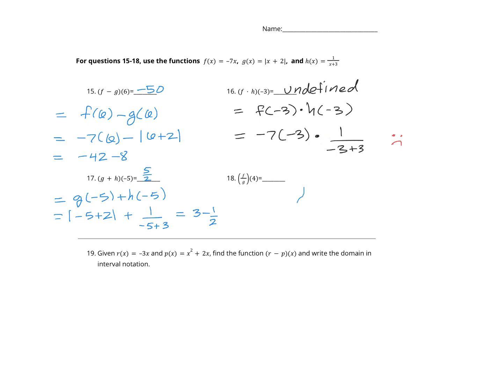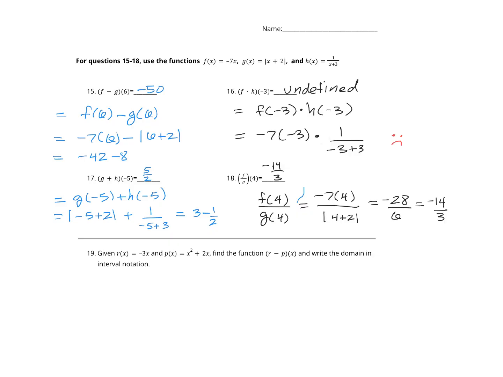And then finally, can't erase that little thing that's there, so we'll go over top of it in black. We're going to have f of 4 divided by g of 4. F of 4, again, we're just substituting in. So that's negative 7 times 4. G of 4 is the absolute value of 4 plus 2. So that's a negative 28 over a 6, which is just negative 14 over 3. So negative 14 over 3 is the value of that function there.